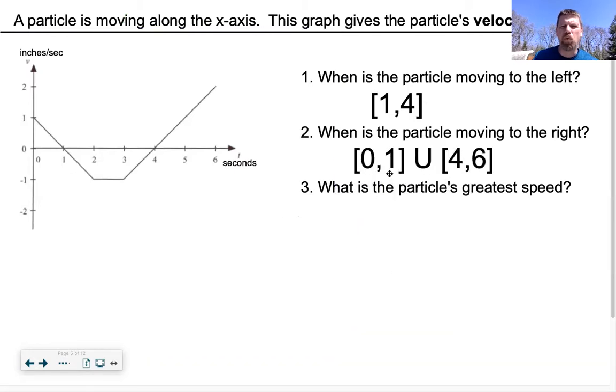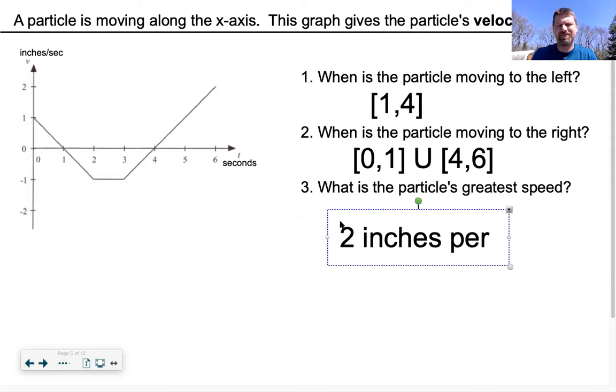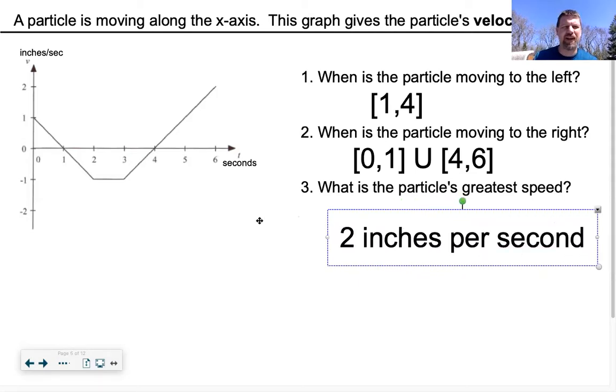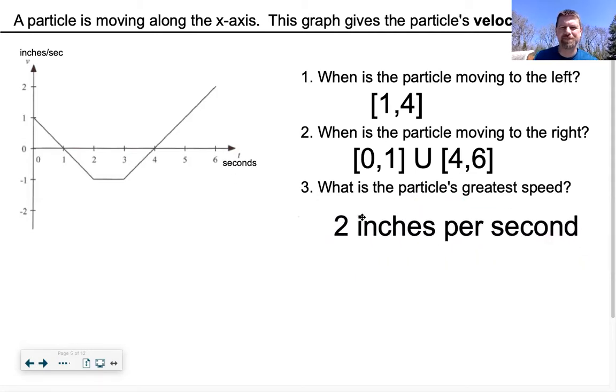All right. What is a particle's greatest speed? Again, this is giving me velocity. So I've got a velocity of -1 here, velocity of 1 there. Greatest velocity looks like it's way up here at a velocity of about 2 inches per second. That happened at the 6-second mark.